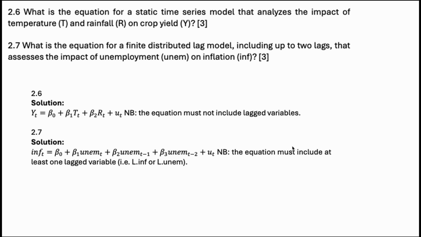Okay. So what is the equation for a static time series that analyzes the impact of temperature and rainfall on crop yield? It would be y_t equals beta naught plus beta 1 times temperature in year t plus beta 2 times rainfall in year t plus error term u_t. And again, obviously with a static model, you don't have any lagged variables, right? And so if we have a finite distributed lag model up to 2 lags, we're going to say, our coefficients of unemployment or whatever in year t minus 1, that's lag 1, and in year t minus 2, that's lag 2. And then we're going to add our error term, right? Cool.